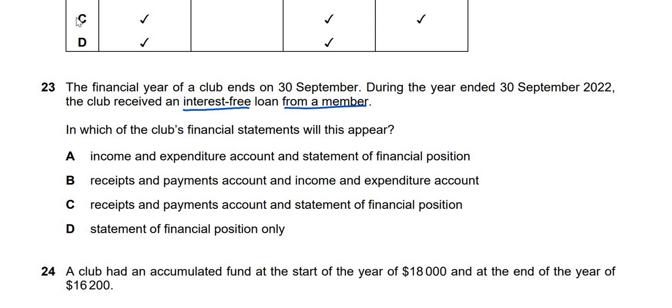statement of financial position. So an interest-free loan is a receipt for the club and will be recorded under the receipts and payments account. Alright, so that's why you eliminate A and D. And it will also be recorded under non-current liabilities in the statement of financial position. So your answer turns out to be C.